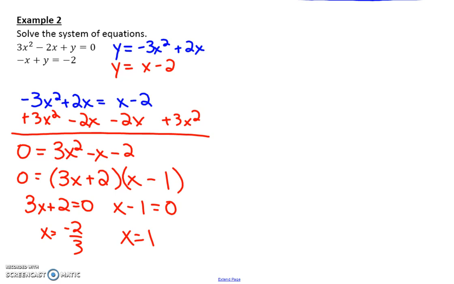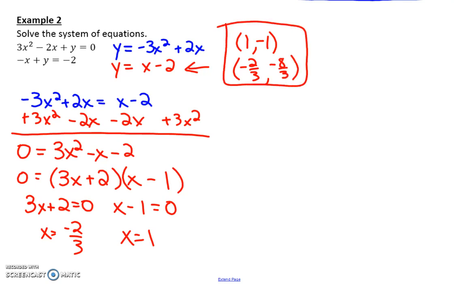And so you can plug it into either equation. It really doesn't matter. I would plug it into the linear equation just because that's a little bit easier. So when you plug in the 1, you end up with 1 minus 2, which is -1. So there's your first ordered pair. And then when you plug in -2/3, well, -2/3 minus 2, which is also 6/3, you get -8/3. And so those are your 2 ordered pairs. Again, plug those back in to the original equations, and that will help you to check.